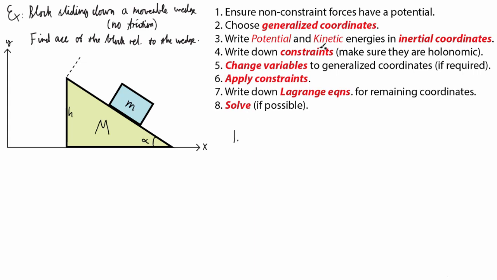And the only other potential here is the gravitational potential. So U gravity is mgy. Okay, so that was simple.